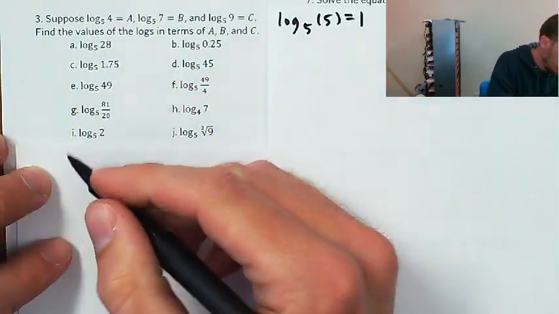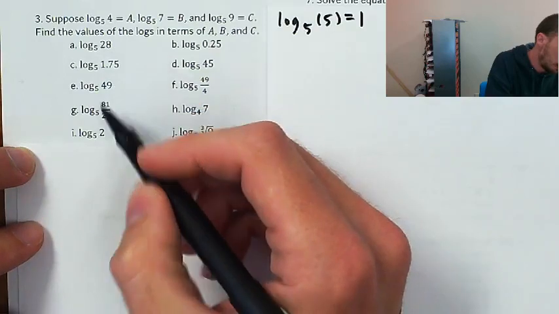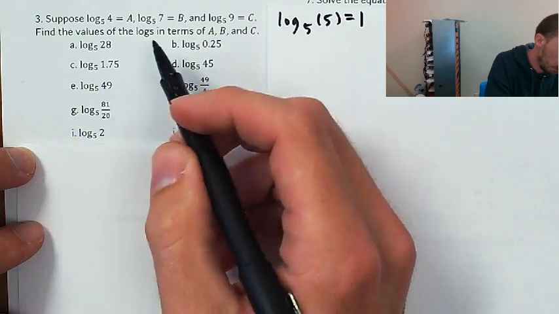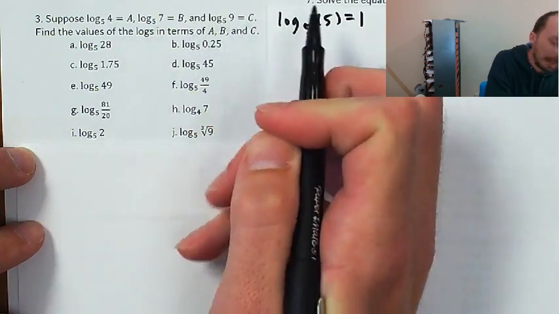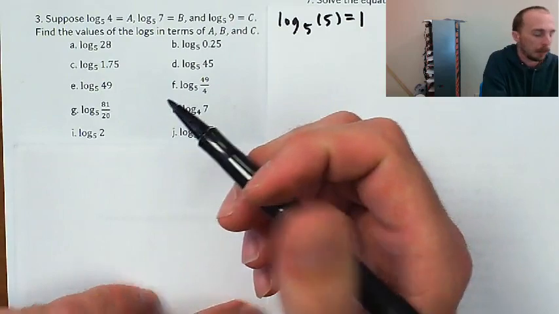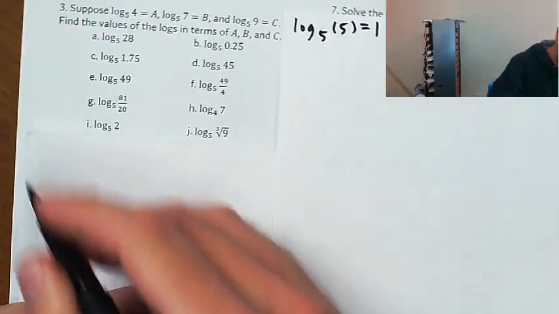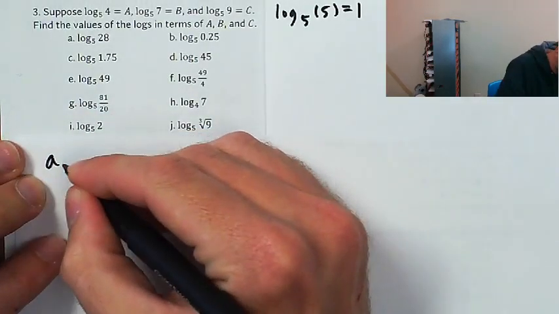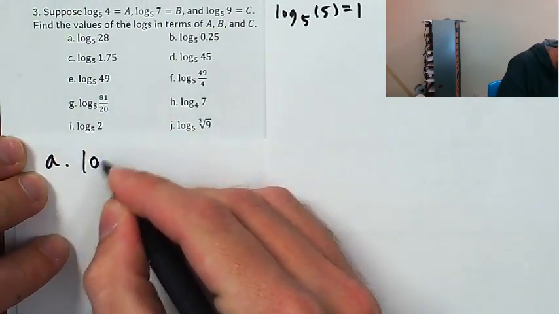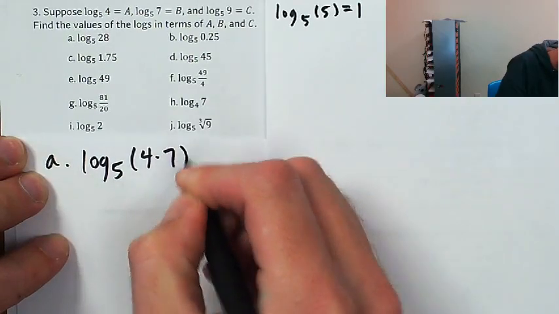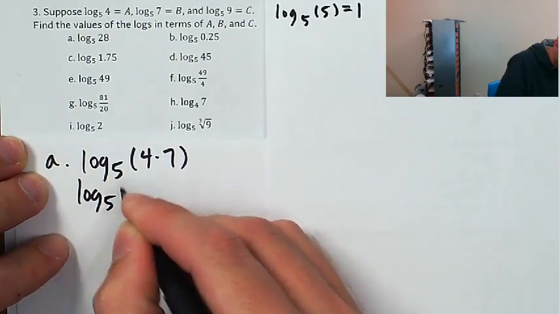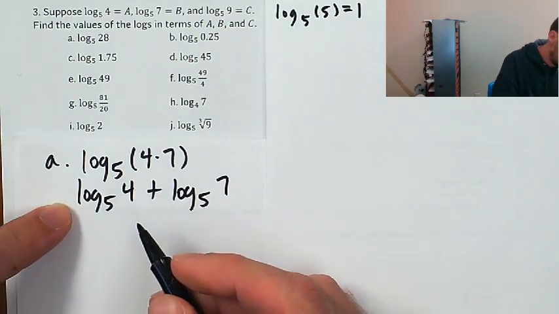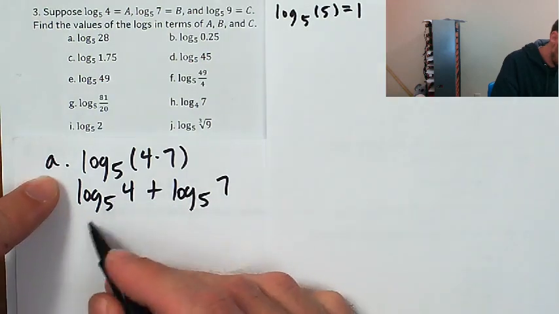All right. So A, log base 5 of 28. And the idea with these is that we make up the argument number, 28, 1.75, 49, out of 4, 7, 9, and potentially 5. Okay. So I'm going to say, what's 28? That's 4 times 7. Okay, so A, I'm going to say log base 5 of 4 times 7 is equal to log base 5 of 4 plus log base 5 of 7. And that's going to equal A plus B.